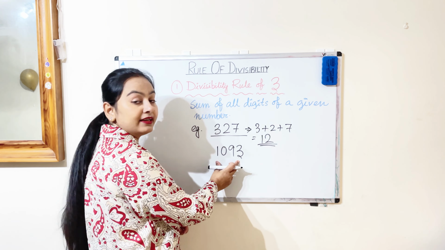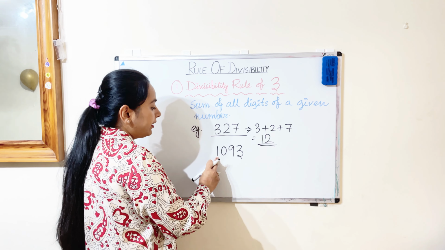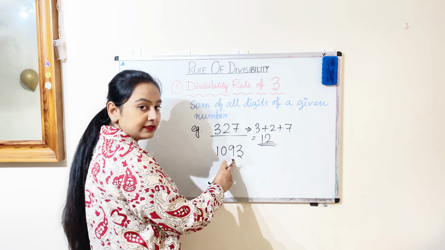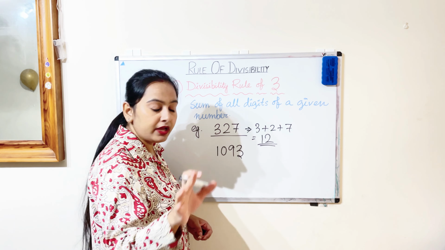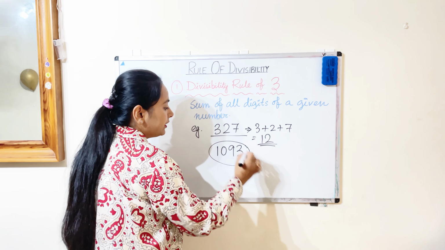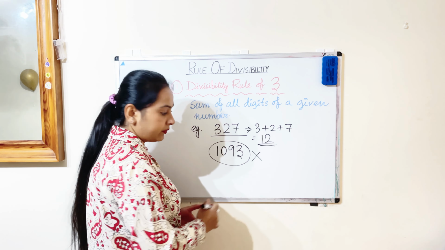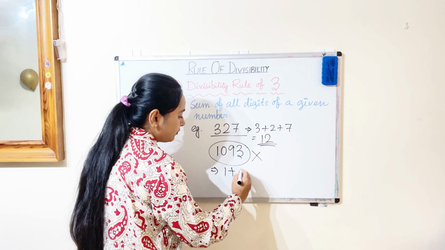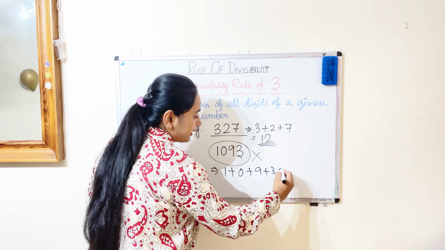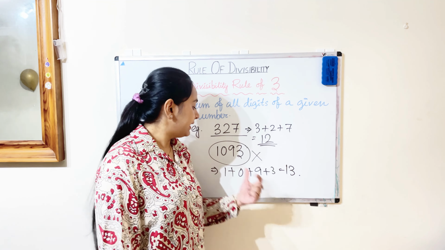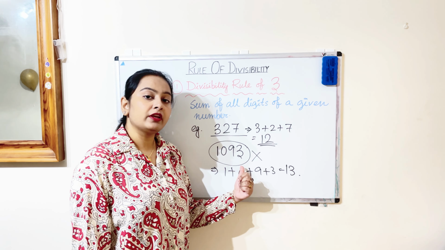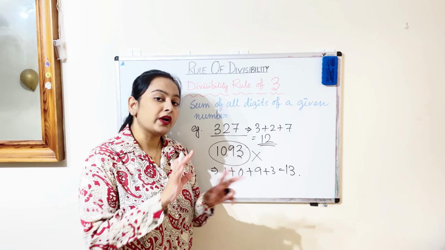Now the next example: 1 plus 0 plus 9 is 10, plus 3 is 13. So 13 is not divisible by 3. That's why this number should not be divisible by 3, okay? 1 plus 0 plus 9 plus 3, what is coming from there? 13. So 13 is not divisible by 3. So that's why the given number 1093 is not divisible by 3.